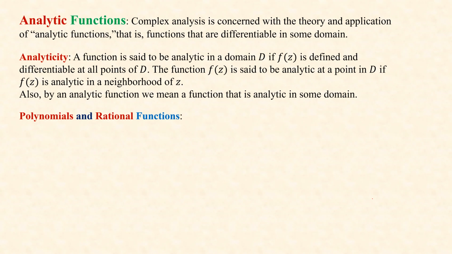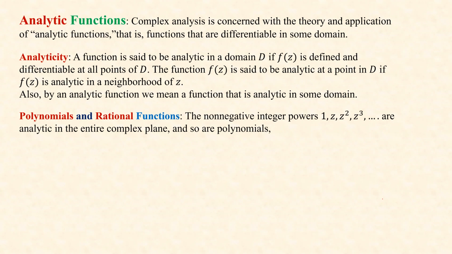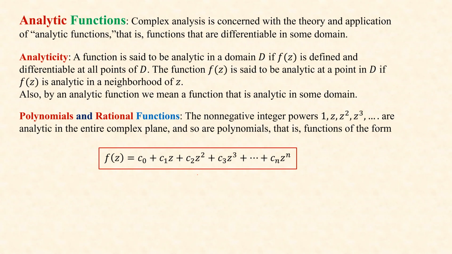We know that polynomials and rational functions are mostly analytic. The non-negative integer powers of z, which are 1, z, z squared, z cubed, and so forth, are analytic in the entire complex plane, and so are polynomials. Polynomials are a combination of all of these up to z to the power n. So this is a polynomial because 1 is analytic, z is analytic, z squared is analytic, and so forth, and this combination is analytic. This covers a whole category of complex functions, all analytic in the entire complex plane.